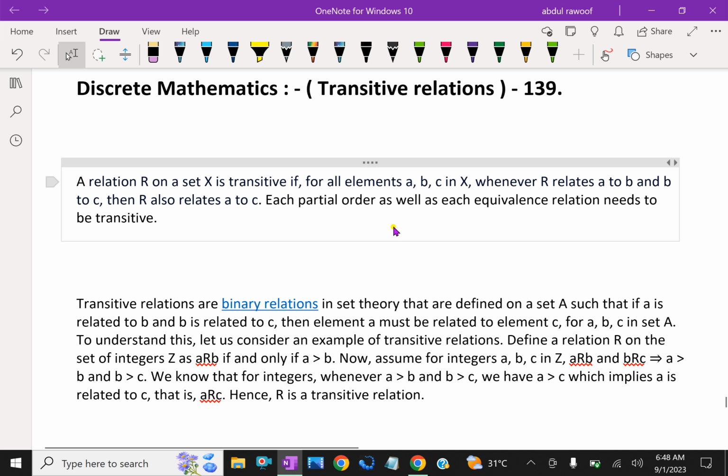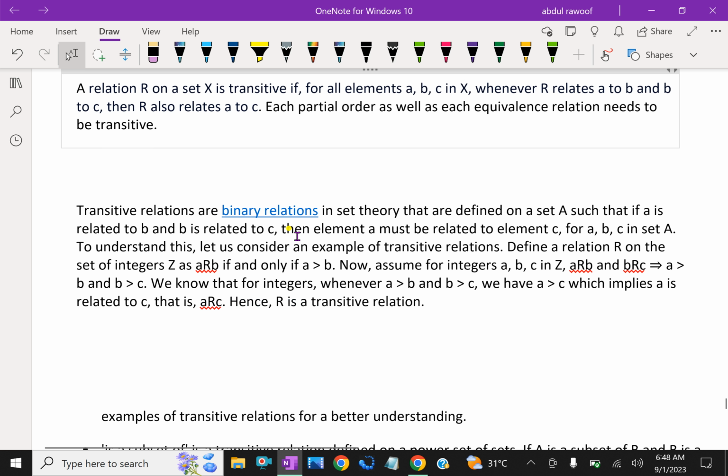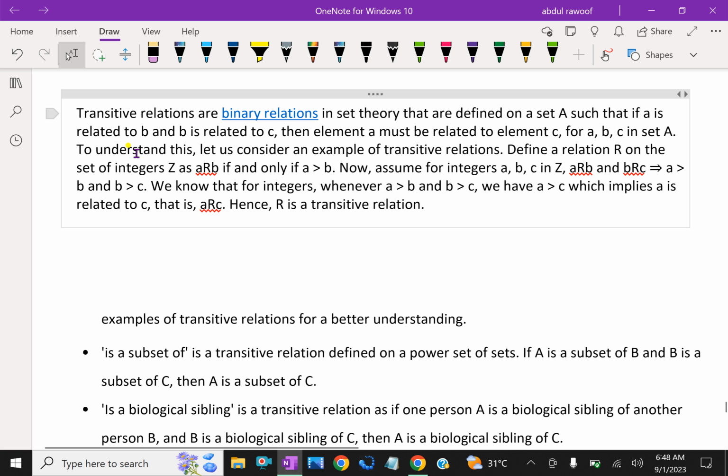Each partial order as well as each equivalence relation needs to be transitive. Further explanation: transitive relations are binary relations in set theory that are defined on a set A such that if A is related to B and B is related to C, then A must be related to C.